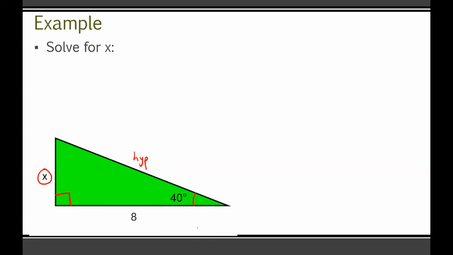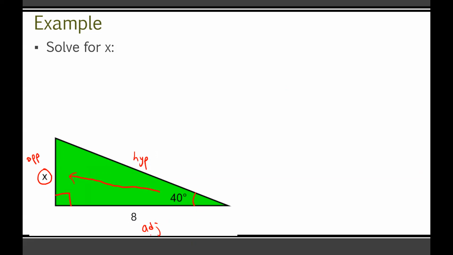We're given an angle of 40 degrees down here in the right-hand corner. You can notice right off the bat that x is the opposite side to 40 degrees. It's directly across from where that angle is. So maybe it's useful to say, okay, x is our opposite side. And then this side that's labeled 8, that would be our adjacent side because it's just next to the angle, but it's not our hypotenuse.